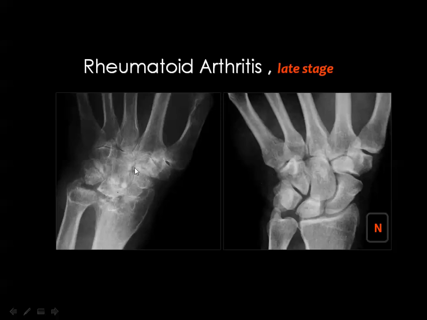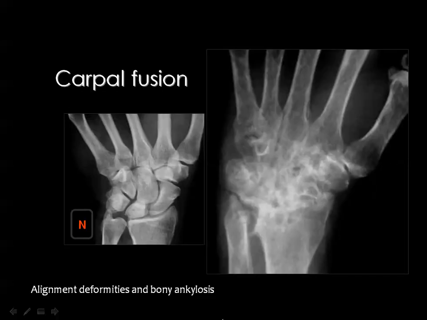There is loss of most of the intercarpal joints, some bone erosions of the articular surface of the radius compared to the normal appearance. And this is also a severe case of rheumatoid arthritis with erosion of the distal end of the ulna, bony ankylosis of the intercarpal joints as well as the carpometacarpal joints.